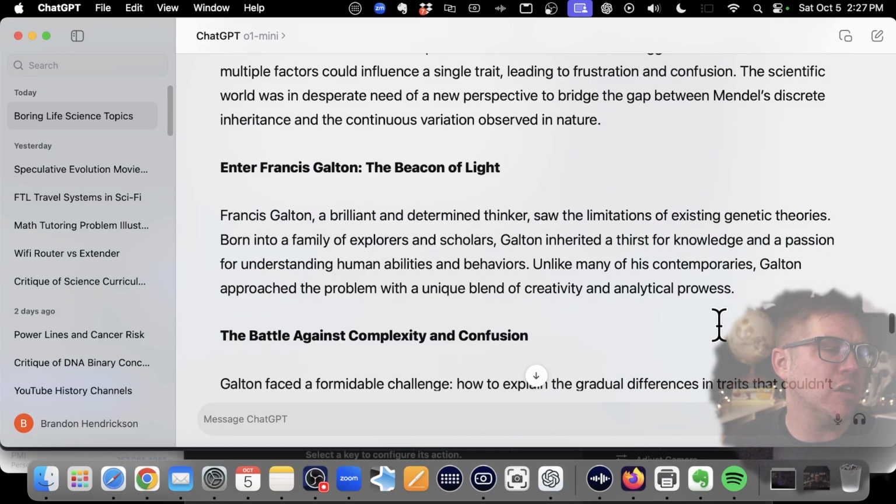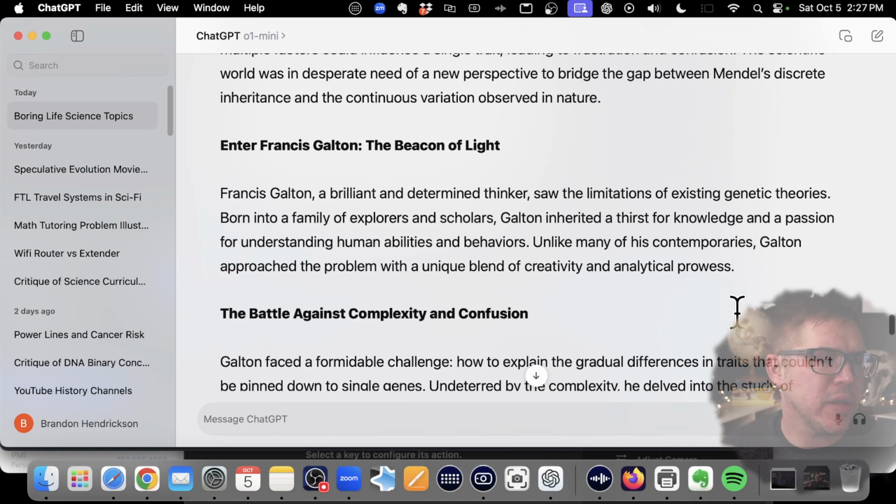Enter Francis Galton, the beacon of light. Galton, a brilliant and determined thinker. It doesn't mention that he's cousins with Charles Darwin. Saw the limitations of existing genetic theories. Born into a family of explorers and scholars and activists, anti-slavery activists, Galton inherited a thirst for knowledge and a passion for understanding human abilities and behaviors. Unlike many of his contemporaries, Galton approached the problem with a unique blend of creativity and analytical prowess.